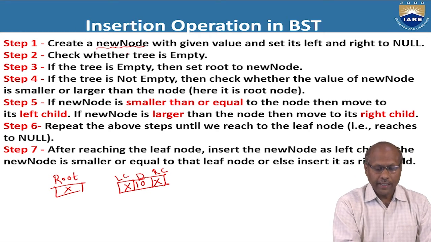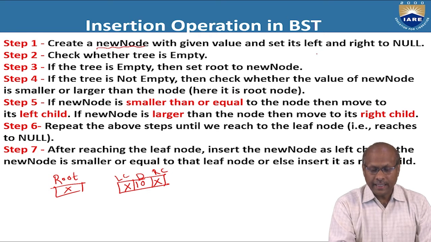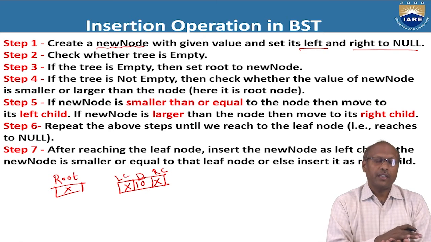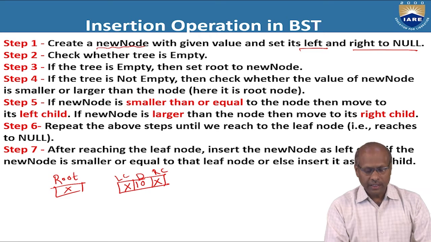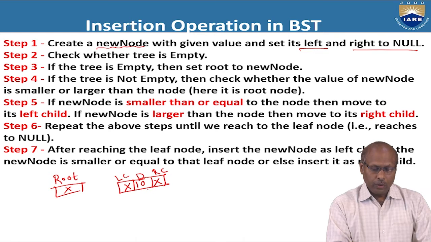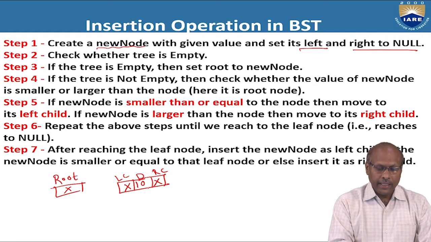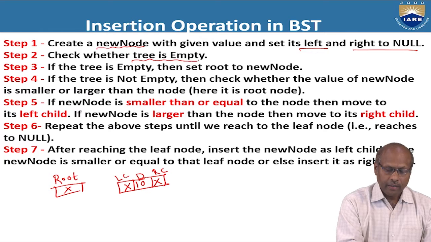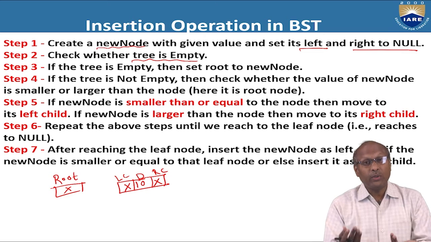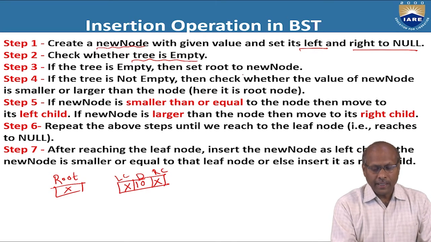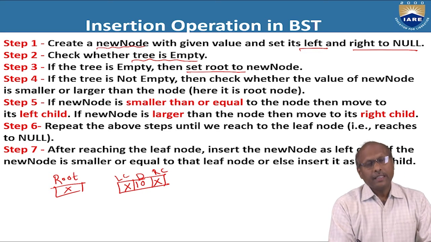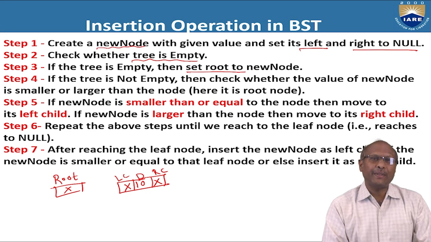That's why in the first step, create a new node with a given value and set its left and right to null, because you are not aware of whether you are having a left child or right child or not. That's why for every node you put a null first. After creating the node, check the tree, whether the tree is empty or not. If the tree is empty, it says first time you are creating. In that case, this starting node itself is the root node. So if the tree is empty, then set that new node to the root. That becomes root.